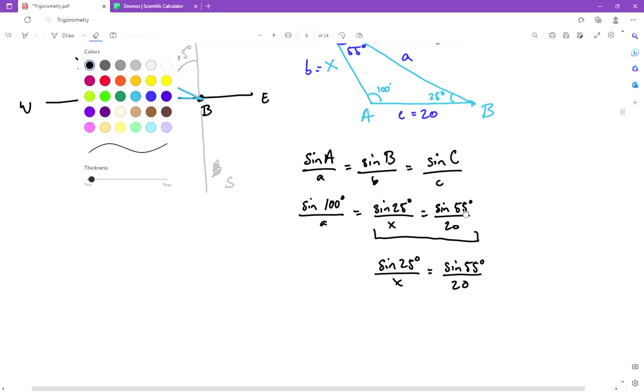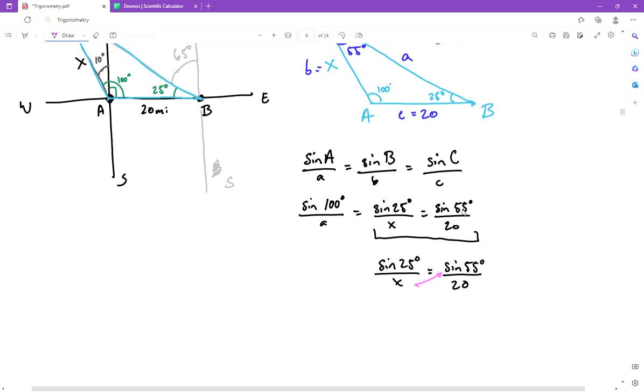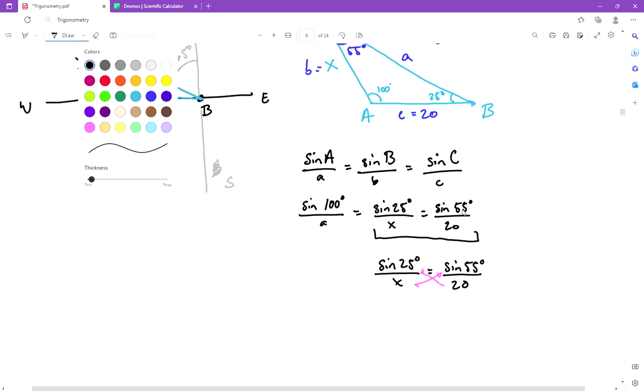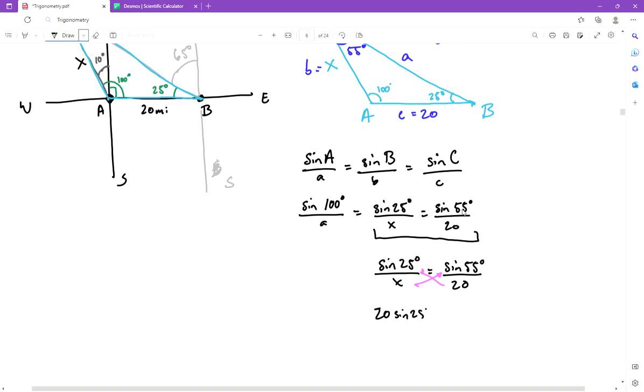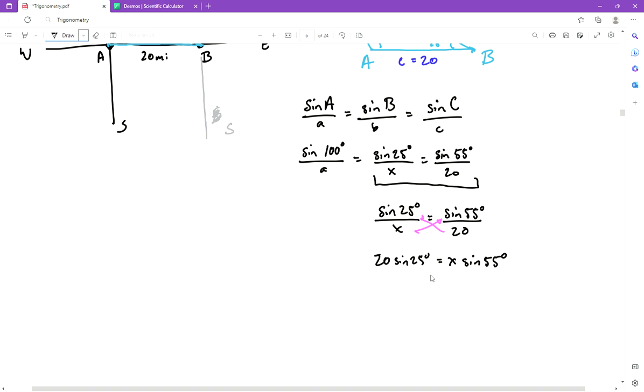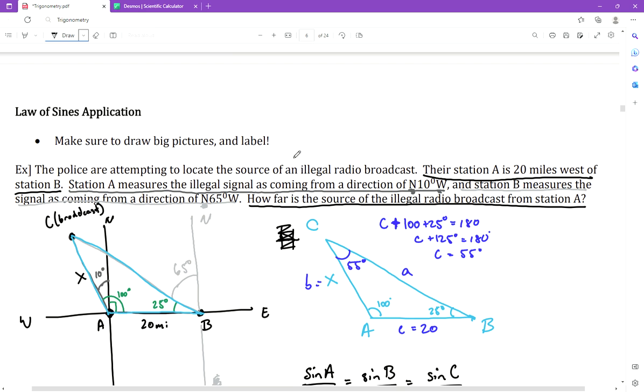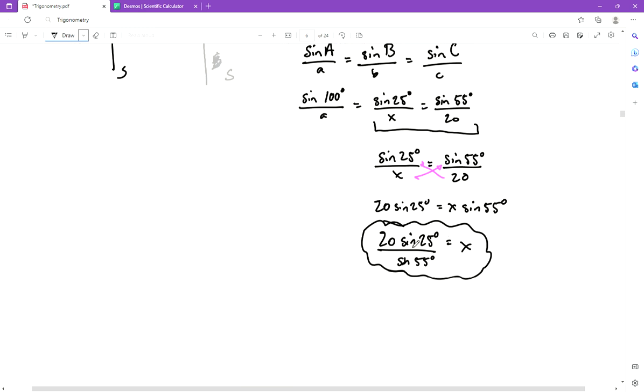So the x multiplies across, the 20 multiplies across, and we have 20 sine of 25 degrees equals x sine of 55 degrees. Then let's just divide each side by sine of 55. So we have 20 sine of 25 degrees over sine of 55 degrees is x. Now again, without a calculator, that's where this problem would end for a lot of trig classes. But if we are solving a word problem, they probably do want us to get a decimal approximation. So we will just plug that in real quick.